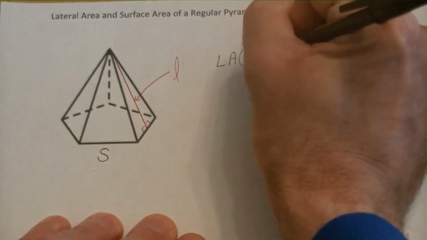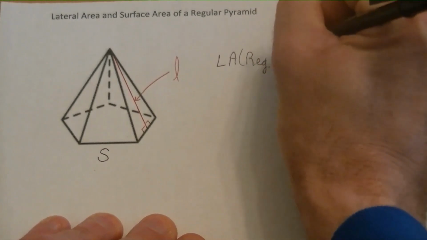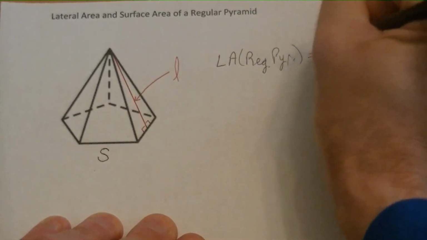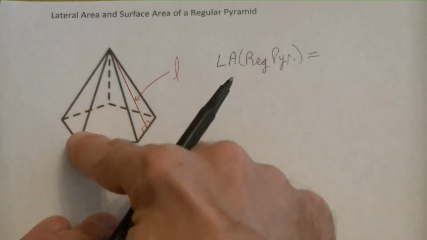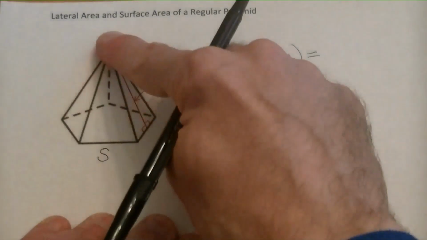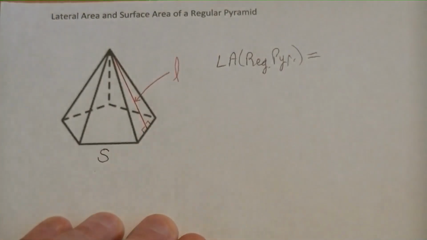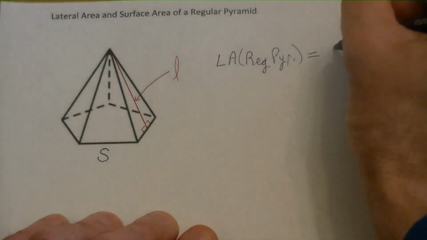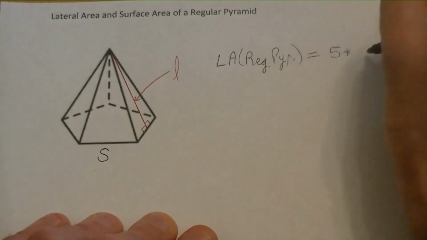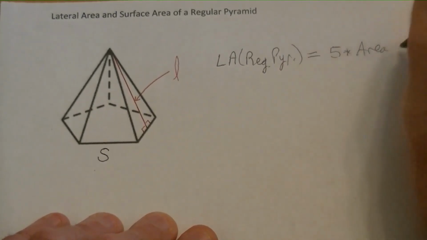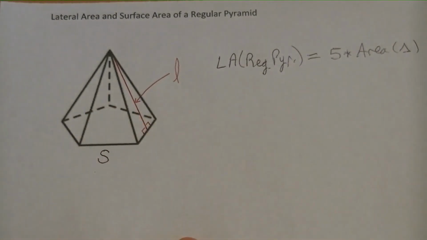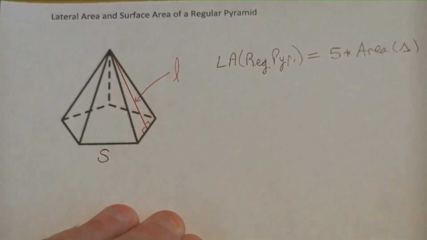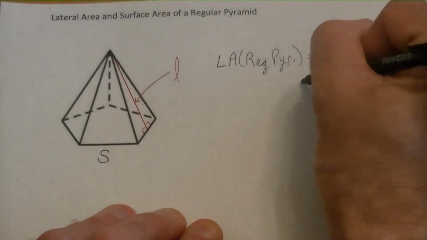So the lateral area of this regular pyramid is the area of this triangle plus the area of this triangle plus the area of that triangle and the two in the back. But if they're all congruent, it's just going to be 5 times the area of each triangle. We don't use the pentagon because lateral area, remember, doesn't include the bases. So lateral area would just be the triangles going around.